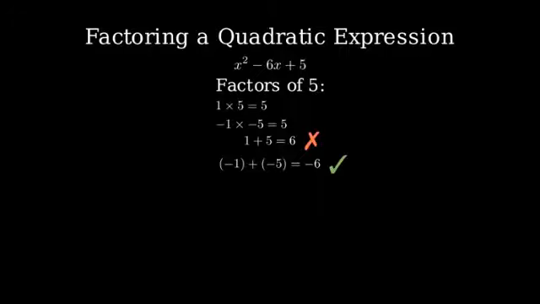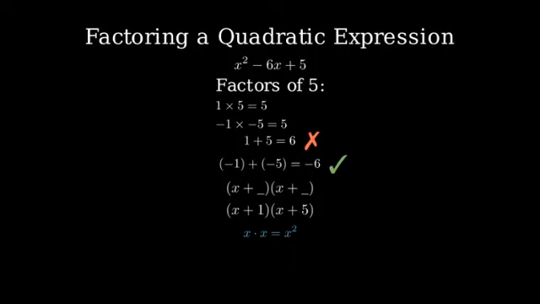These numbers will help us factor our expression. We can rewrite our expression as the product of two binomials. We'll fill in these blanks with our numbers -1 and -5. Remember, when we're factoring, we use the opposite sign of our numbers in the binomials. Let's verify this is correct by multiplying it out using the FOIL method.